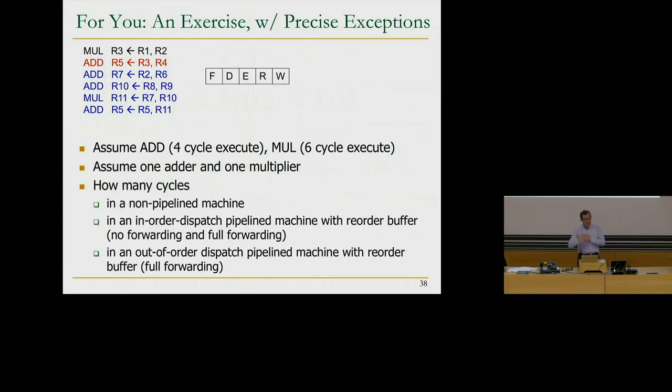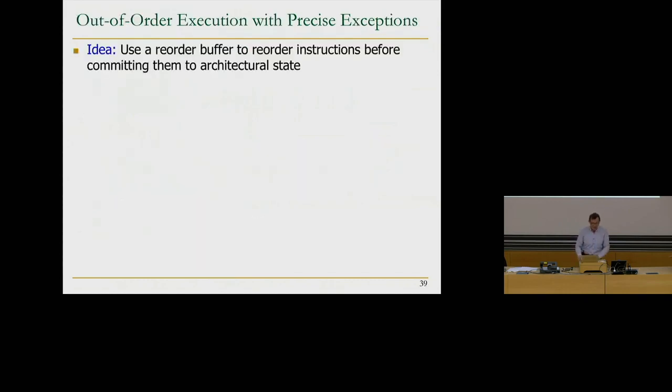So let me become a little bit more realistic, and then I'll introduce some of the concepts this way. So basically, this is an exercise with precise exceptions. How do you do this out-of-order execution with precise exceptions? The fundamentals are essentially the same. Before, in this example, as some of you noticed, we're updating the register file right away. Don't do that, basically. Use a reorder buffer to reorder the instructions before committing them to the architectural state.